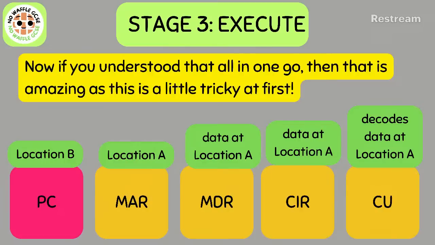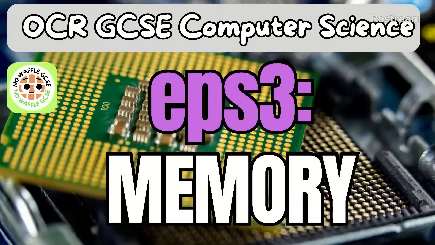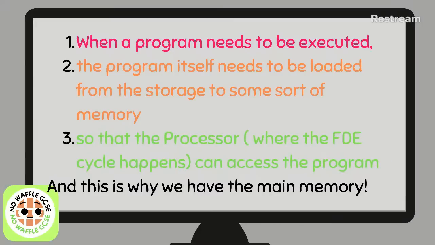We're now looking at the next part, which is memory. Now, when a program needs to be executed, the program itself needs to be loaded from the storage to some sort of memory. If we're looking at the difference between storage and memory, storage is for the long term, whereas memory is for short term. Short term retrieval is memory, long term is storage. So when a program needs to be executed, you need to move the data or the program from the storage to some sort of memory so that the processor, which is where the FDE cycle happens, can access that program.